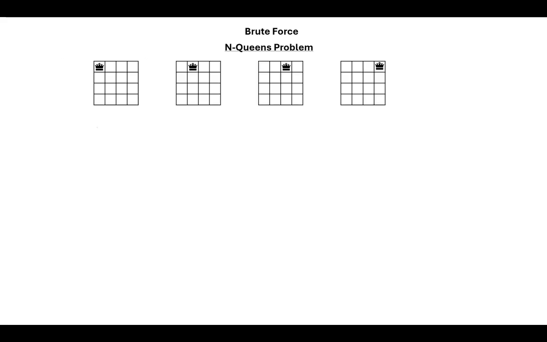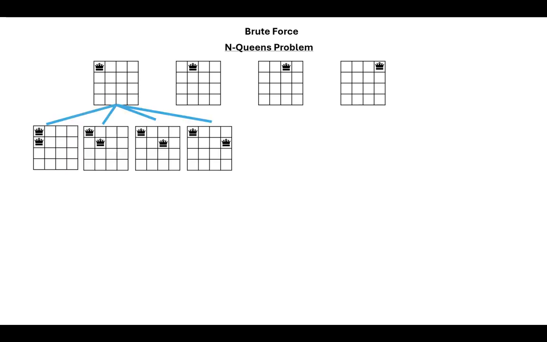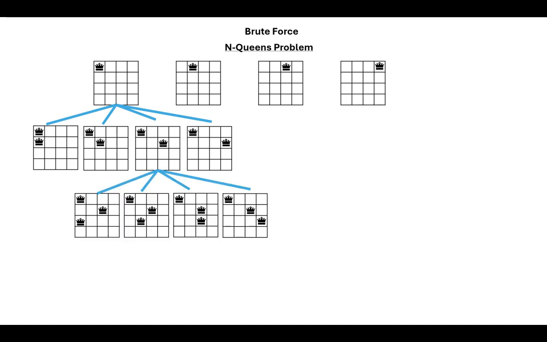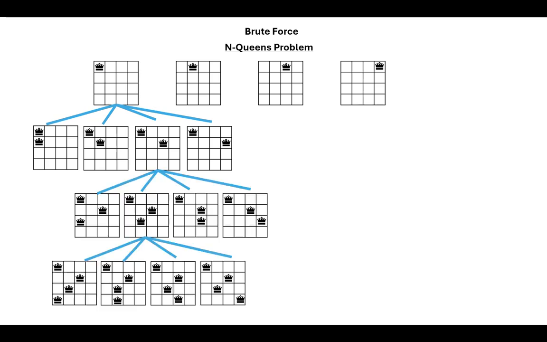So the first queen is being placed in that top row in one of 4 columns. Then we'll just expand partially. The next queen is on the second row, being placed in one of 4 columns, and we'll just expand one of those again, and expand one of those again. Then once we get to the end, having expanded all of these, we need to check each state to see if there were any queens attacking each other.